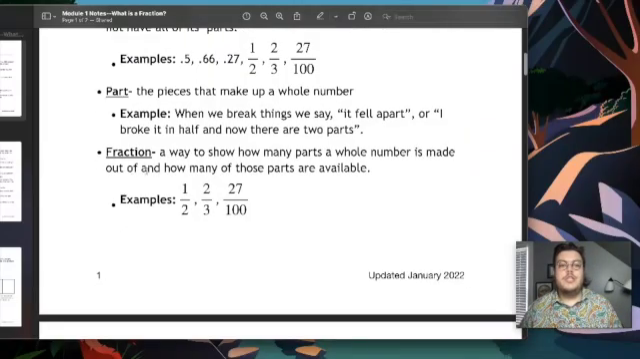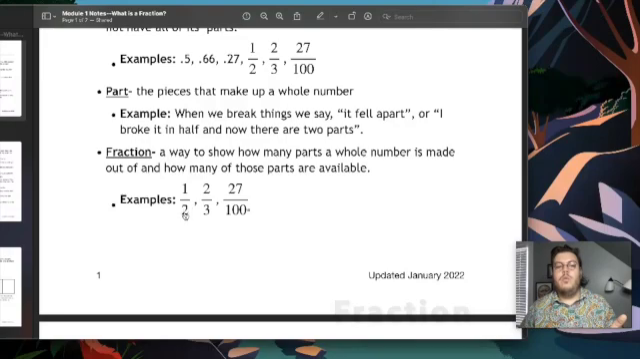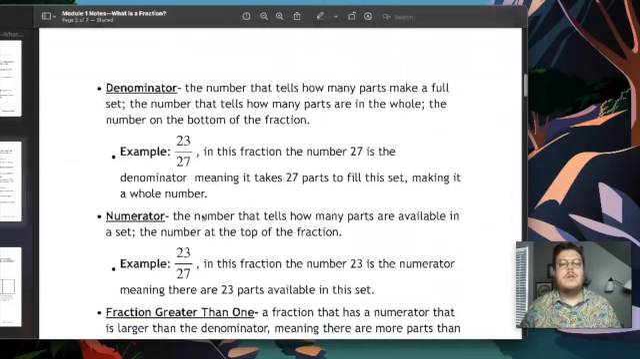Next word is fraction. A fraction is a way to show how many parts a whole number has, and how many parts we have available to us. So in our examples down here of 1/2, 2/3, and 27/100ths, I need to explain some other vocabulary first, and then we will come back to this.